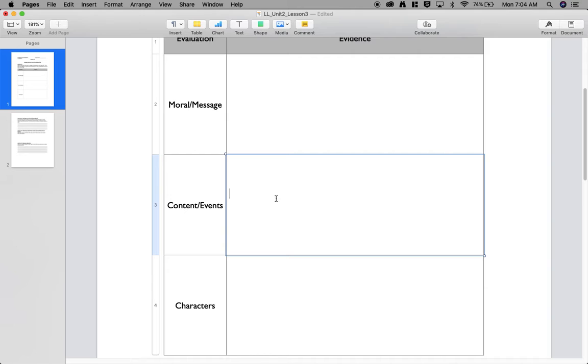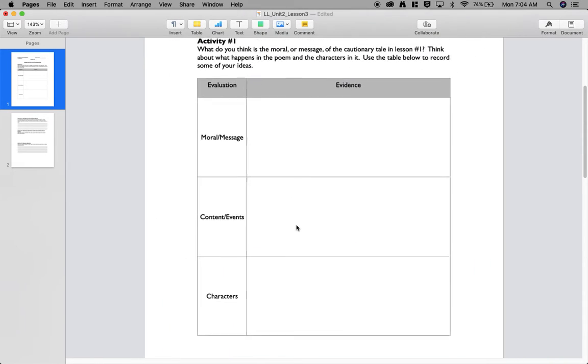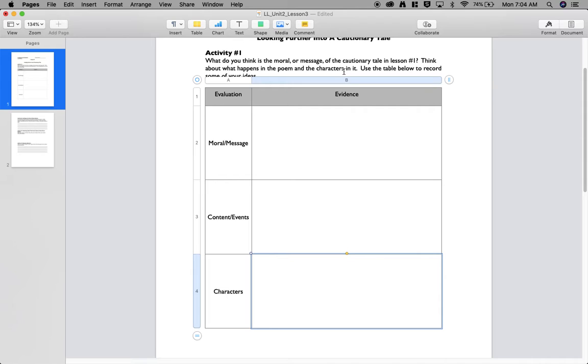Now, tell me the beginning, middle, end. Don't just tell me the one event. Tell me what was happening through it. It's almost like a synopsis. So you can write in point form if you'd like. And then tell me the characters that were all involved. All right. Feel free to press pause now for you to finish up activity 1.